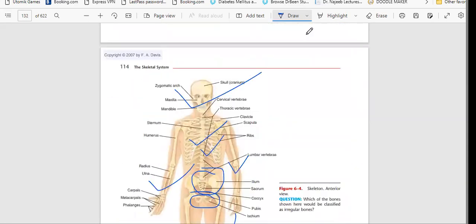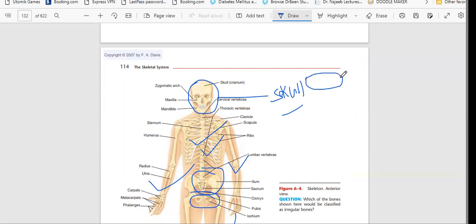So basically this is the skull. This is the whole skull. In the skull we have cranial bones, facial bones, ear bones, and one tongue-supporting bone. So basically, this is the cranium. What is the use of the cranium?